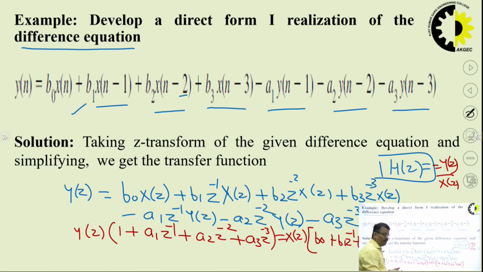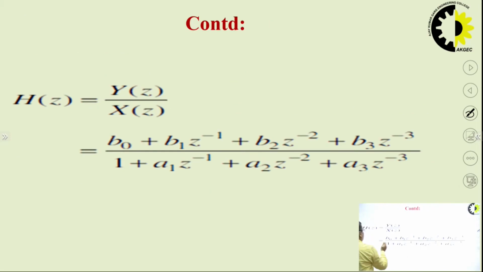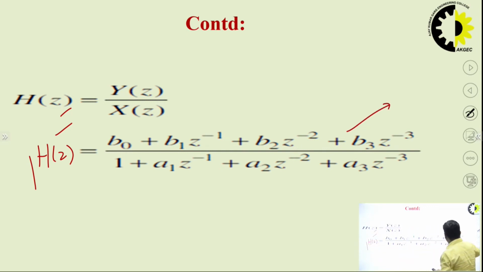So I am separating the terms of Y of z and X of z. What do I want to get? H of z, that is the ratio of Y of z by X of z. So in the end, after separating the terms of Y of z and X of z, I will get H of z equal to this one. Here our numerator term contains the zeros and shows the non-recursive part. Our denominator term contains the poles and shows the recursive part.